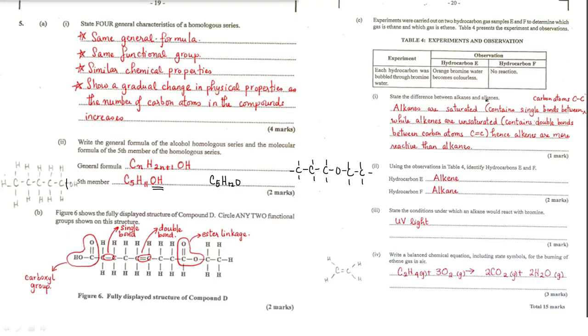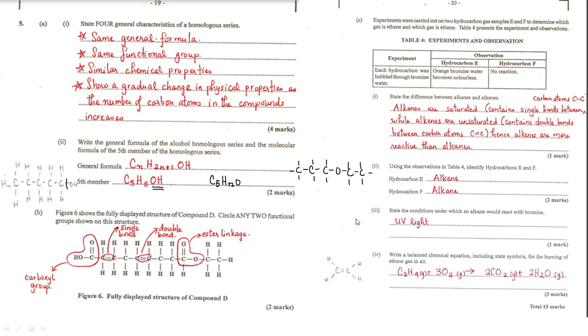So state the difference between alkanes and alkenes. Well, alkanes are saturated. They contain single bonds between the carbon atoms, while alkenes are unsaturated, they contain double bonds between carbon atoms. Hence, alkenes are more reactive than alkanes. Now, using the observation in table 4, you need to identify hydrocarbons E and F. The alkene would be hydrocarbon E because it reacted with the bromine, while hydrocarbon F did not, which would be the alkane. Now it says state the conditions under which an alkane would react with bromine. You would need to apply ultraviolet light.